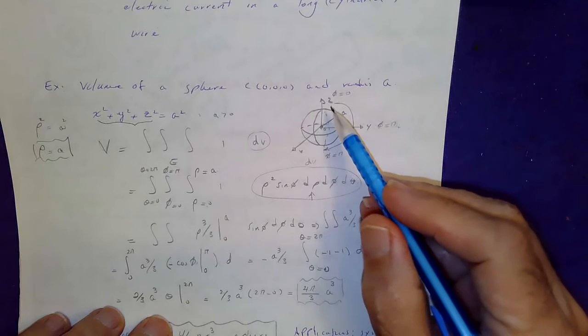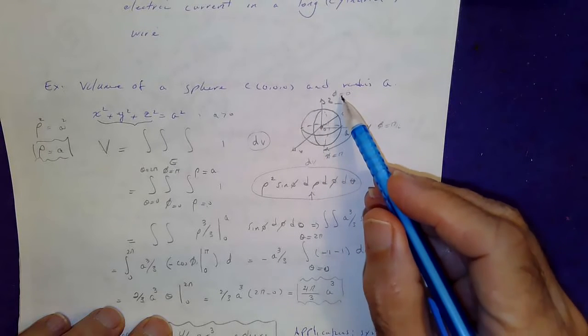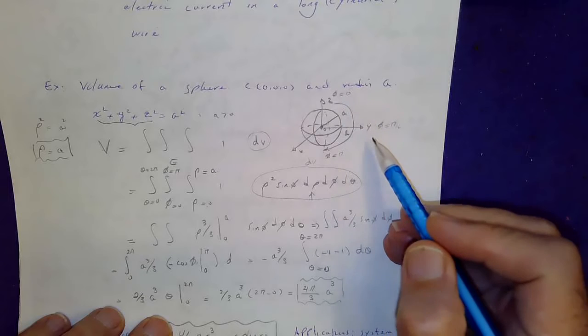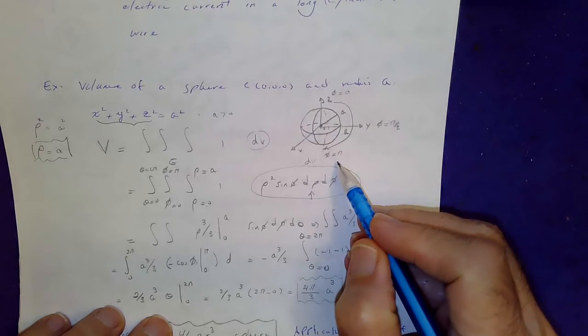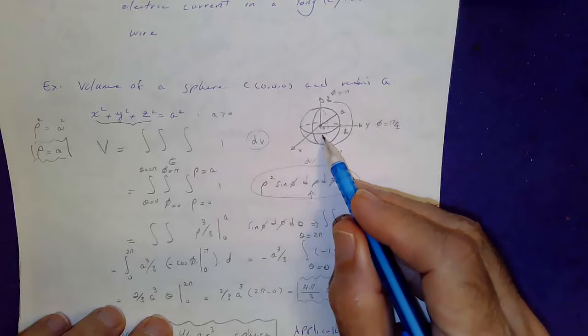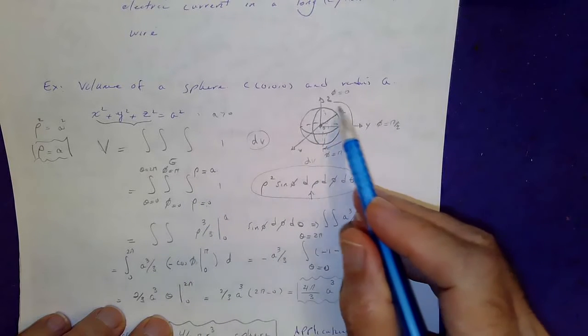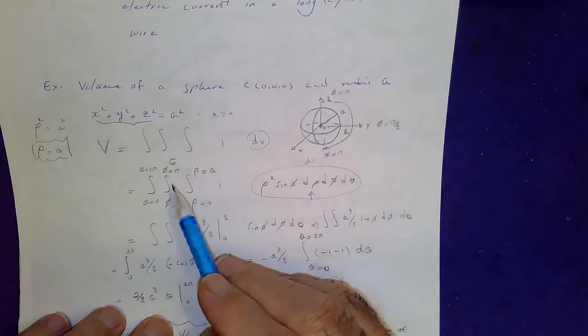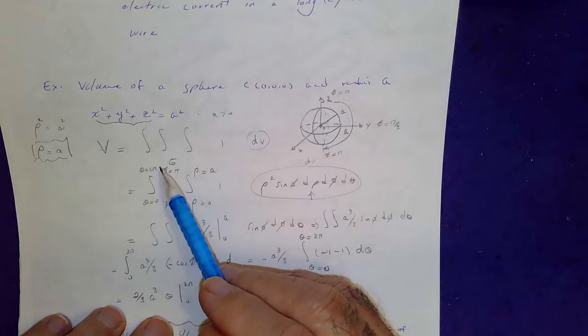Keep in mind, phi can only go from the North Pole to the South Pole, and phi at the North Pole is 0. On the floor it is pi over 2. And at the South Pole, right here, it is pi. It cannot exceed pi. So you go from 0 to pi. Theta can go all the way around, so 0 to 2 pi.